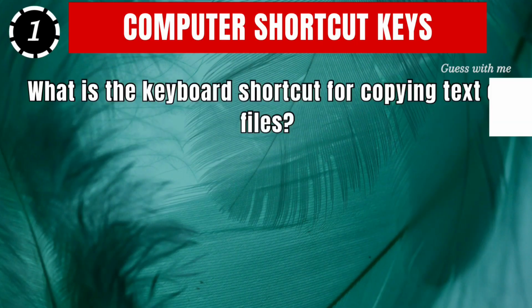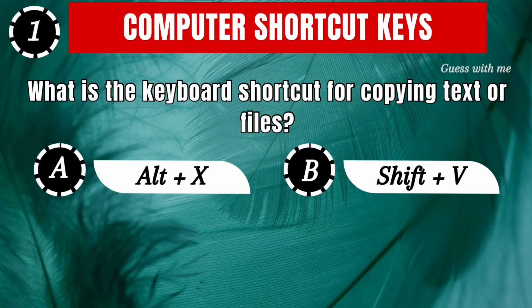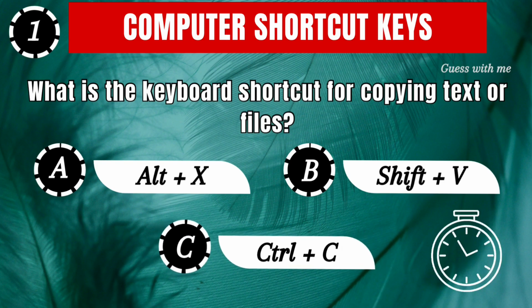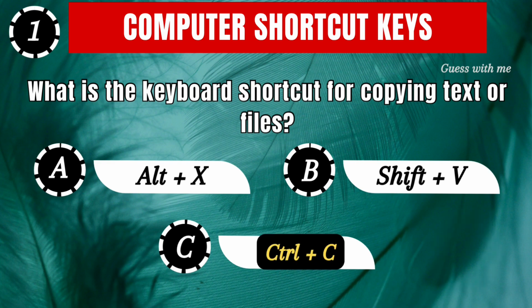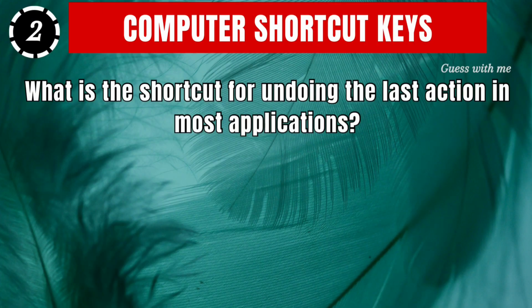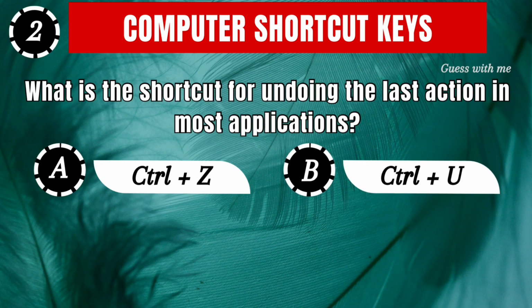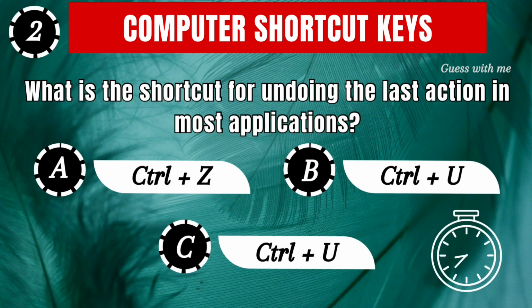Guess With Me. Number 1 is, what is the keyboard shortcut for copying text or files? Option C is the right answer. Number 2 is, what is the shortcut for undoing the last action in most applications? Option A is your answer.